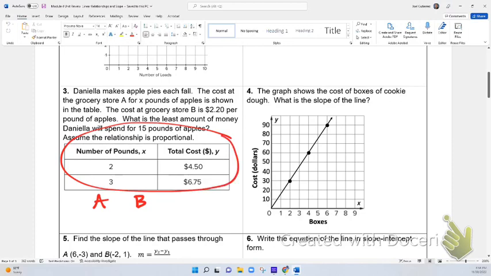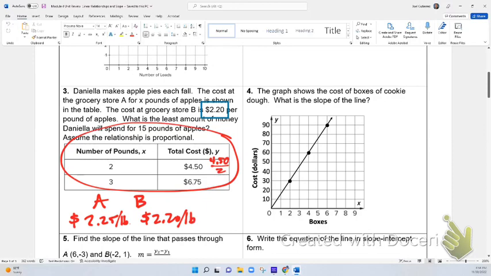So we need to figure out how much each pound of apples costs at the store. For this one, we just simply do $4.50 divided by 2, because we're trying to figure out how much each pound costs. So that means that for store A, it's going to cost us $2.25 per pound. From store B, it just simply tells us up here as part of the question that it costs $2.20. So that one is just given to us.